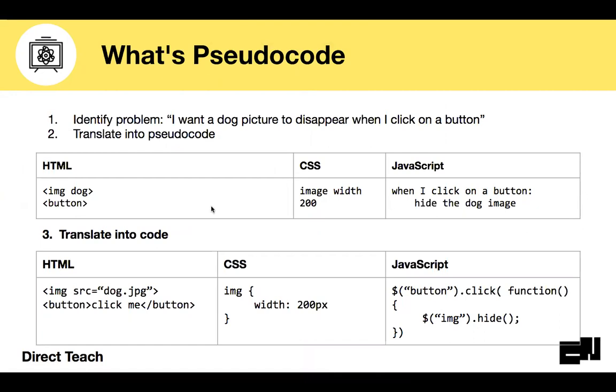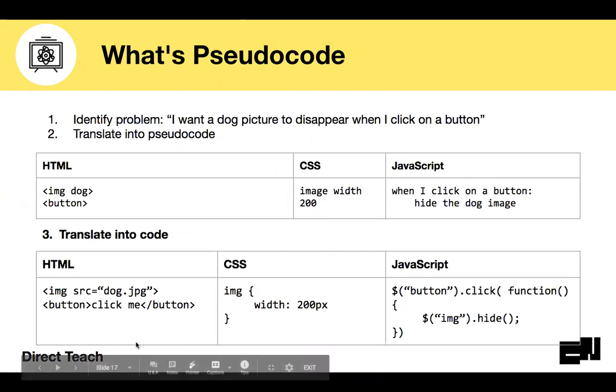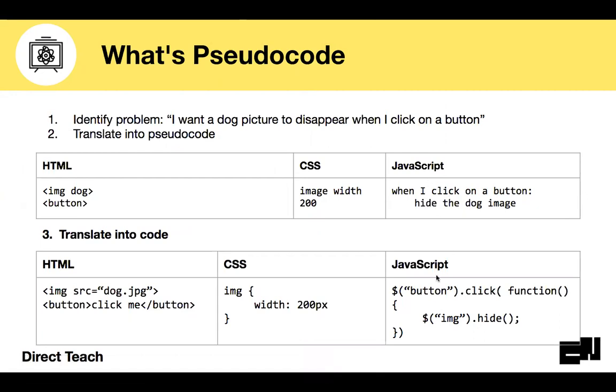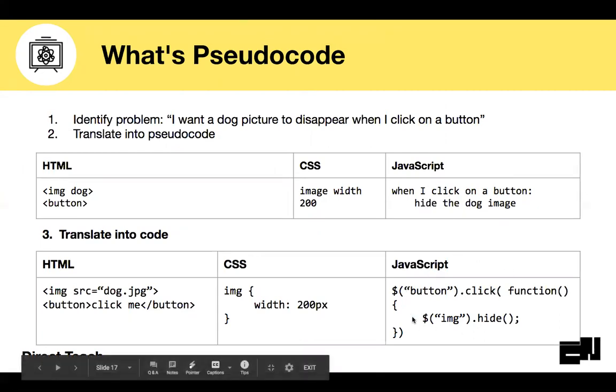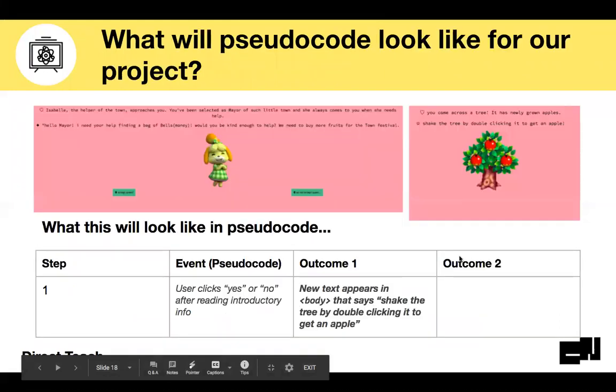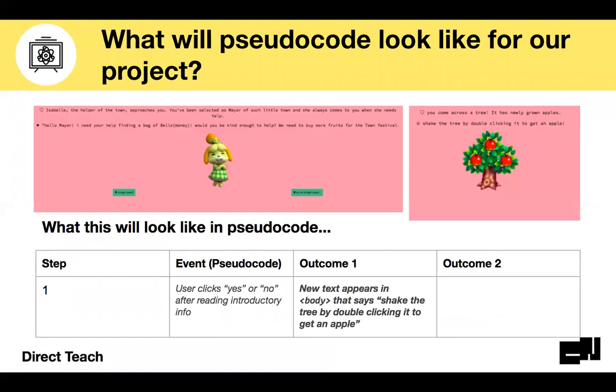And here is just an example of translating the pseudocode into actual code, right? Like the JavaScript, when I click on a button, hide the dog image, well, here on the bottom, you see what it would actually look like when I do the final step, which is writing it in code. Okay, and I just want to show you what this can look like when you plan out your stories.